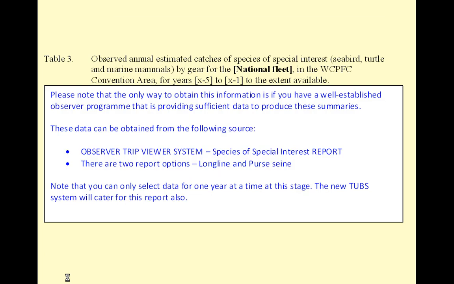Table 3. Observed annual estimated catches of species of special interest, seabird, turtle and marine mammals by gear for the National Fleet in the Convention Area for the previous 5 years to the extent available. Currently there is no Tufman report that can be used to generate the data for this table. In the future, the new TUB system, the Observer module of Tufman, will cater for this report.